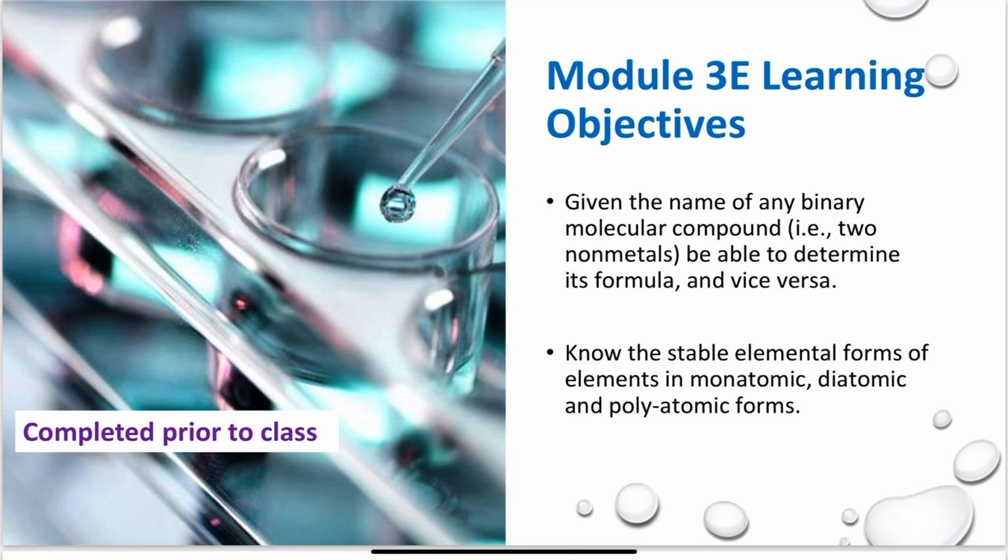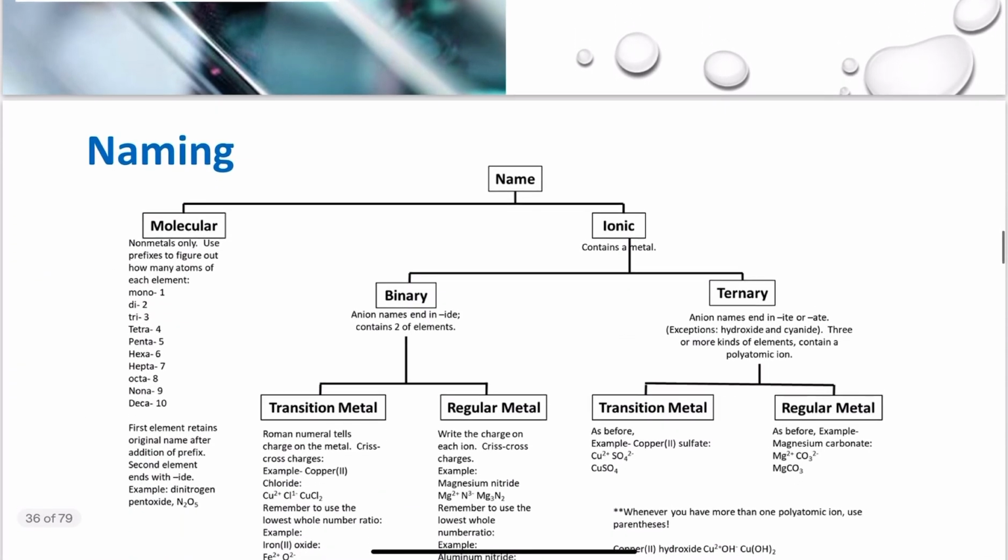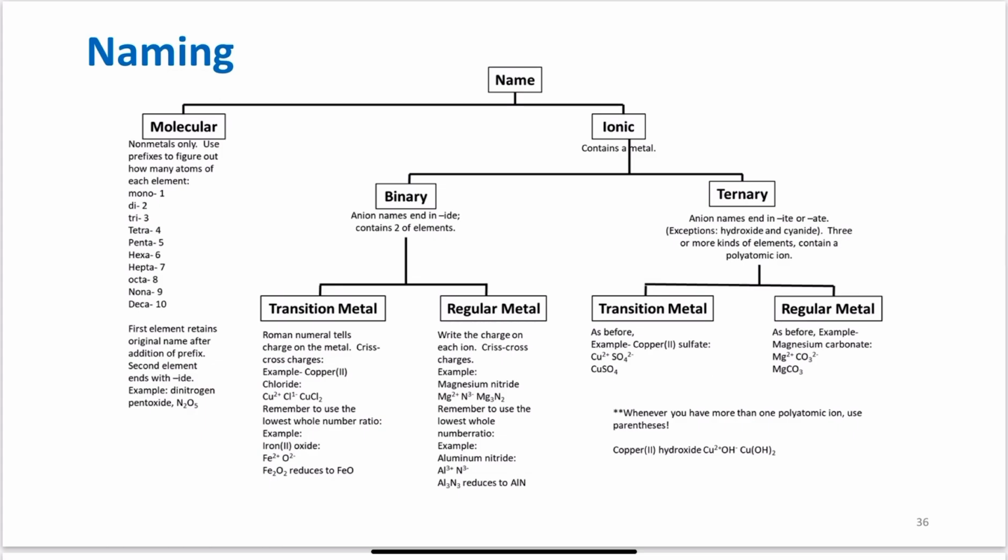You also need to know the stable elemental forms of elements in their monatomic, diatomic, and polyatomic forms. There are 7 elements that exist as diatomics, 4 elements that exist as polyatomics, and you are responsible for knowing which is which. So again, our naming chart, now we are following down the molecular side. So we've gone down the ionic side, practiced that in modules B or C and D. We are now going this direction and naming under the molecular side. Molecular is pretty straightforward, nonmetals only. We're using prefixes to actually describe how many of each species we have.